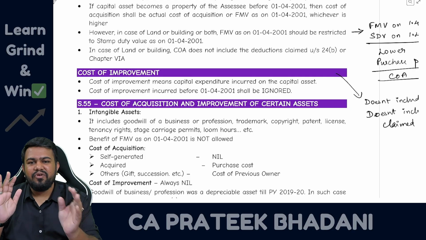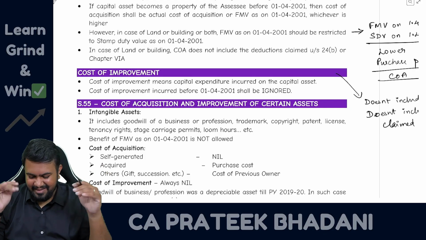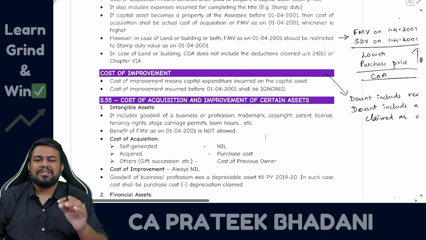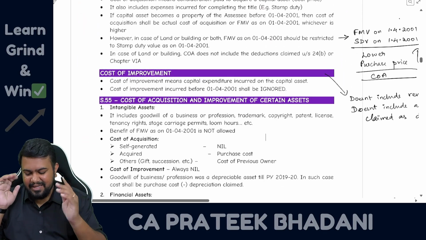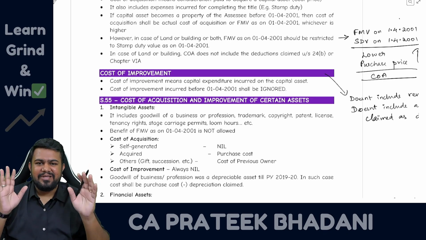If it is given before 1/4/2001, you should ignore it. Okay, so this is the concept of cost of acquisition. The general concept we have learnt. Now let us see cost of acquisition and improvement in special cases.